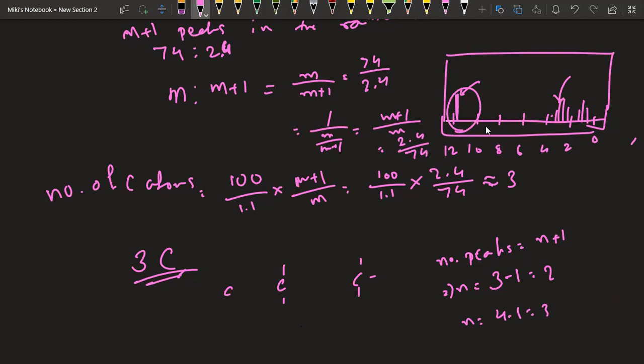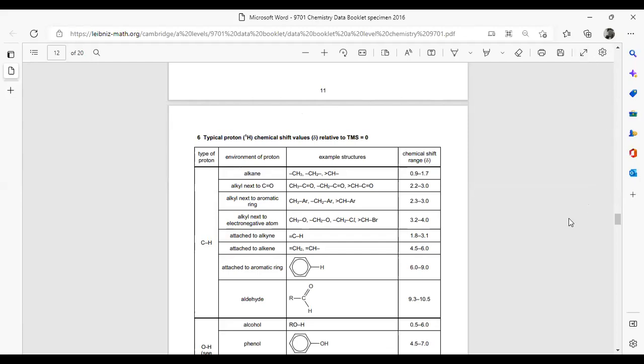See here we have a singlet near 12, which is greater than 11 but less than 12. Now, remember in our last class we saw the data booklet. Let me try to find it again today. Let me see if I am able to find the data booklet here. Yes, I've found it. Let me share the screen. I hope the screen is visible in this case.